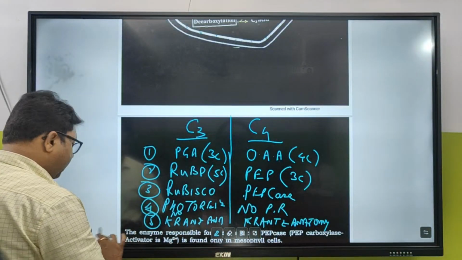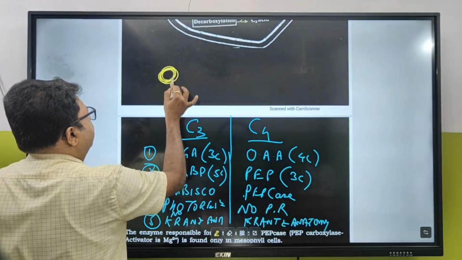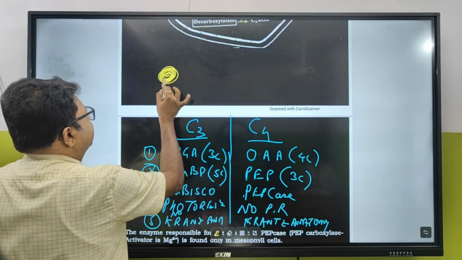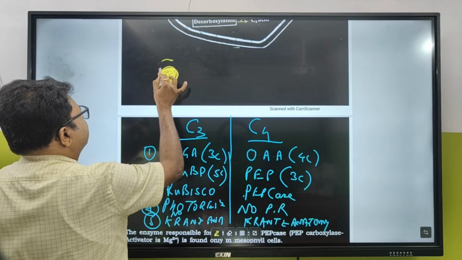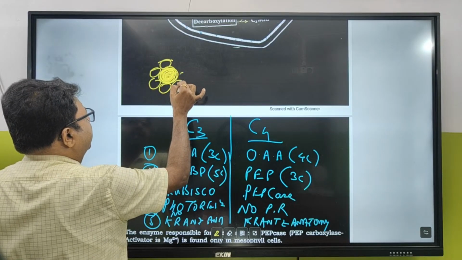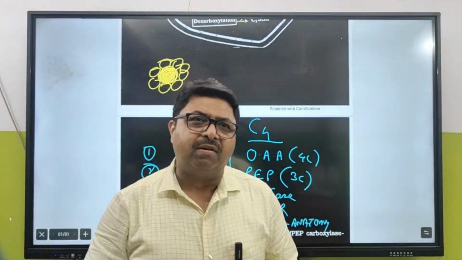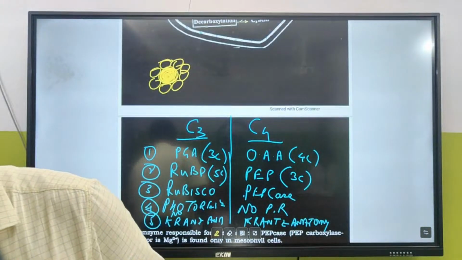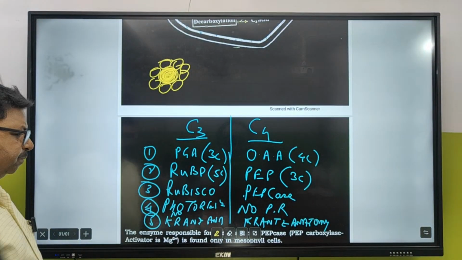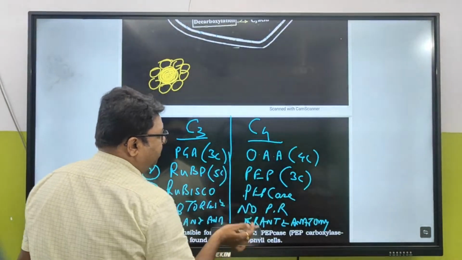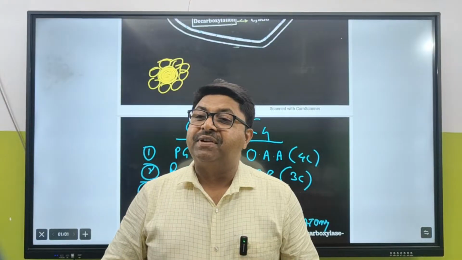Understand what is called Kranz anatomy. In Kranz anatomy, say the mesophyll has bundle sheath cells around it, guarding it like this. That is called Kranz anatomy. Clear? So Kranz anatomy is present in C4. This is a major difference. These are the major differences, but there are many other differences.